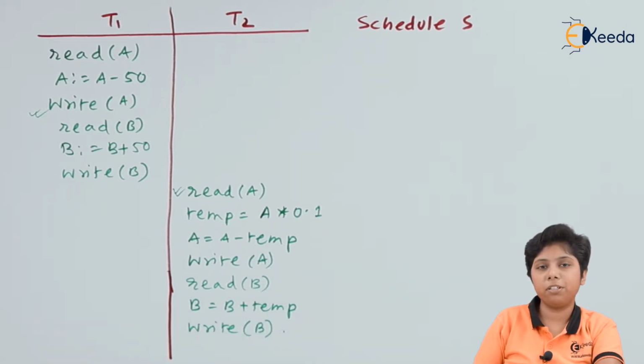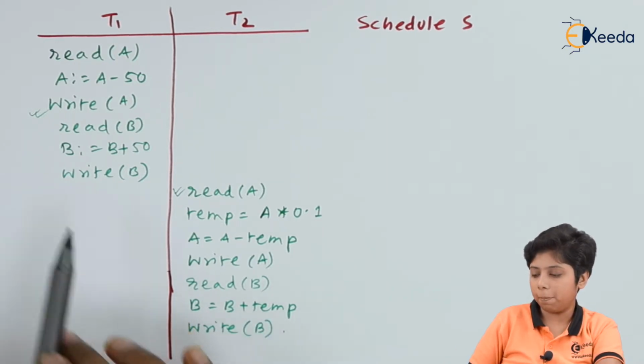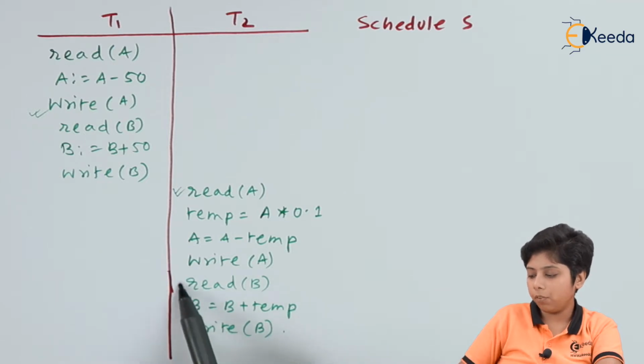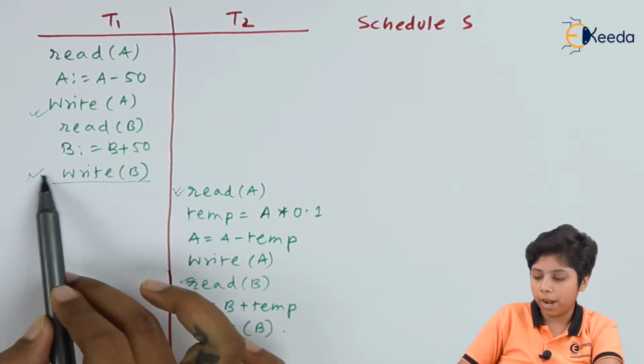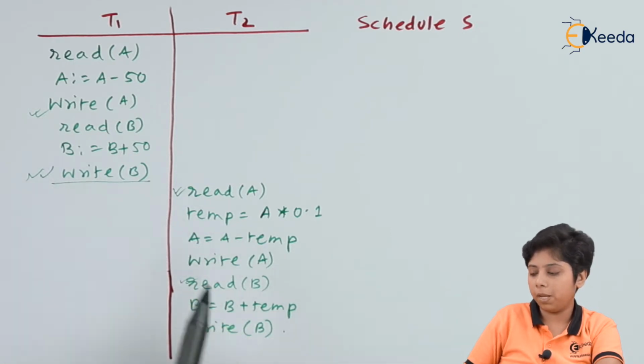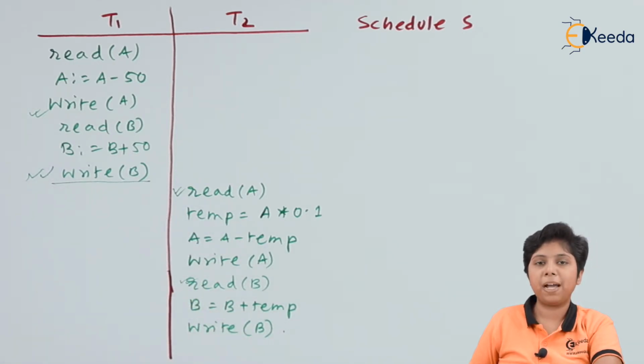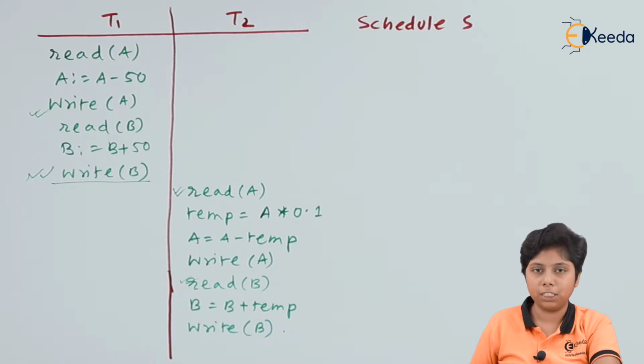So now we are producing a schedule where T1 happens and then T2. Again, when we read the value of B, it happens after the write B, so T2 reads the value updated by T1. Now let us go back to our previous example and see what happens with accounts A and B if we produce this schedule.